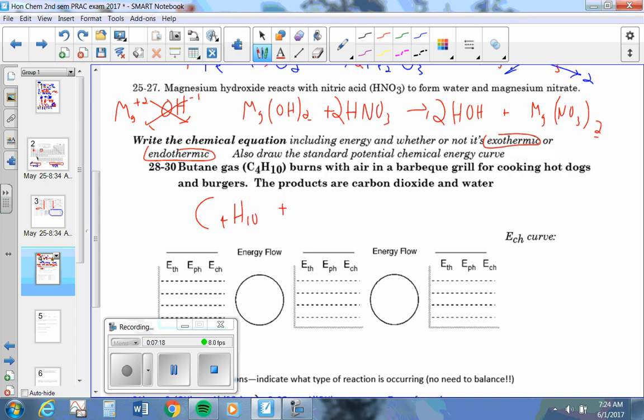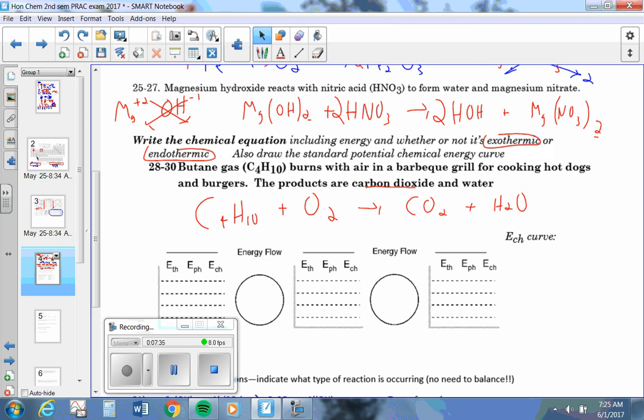Burns with air. That's oxygen. Not just air, but oxygen. It didn't tell me whether it's complete, oh, it does tell me the products, CO2 and H2O. That means it is a complete combustion. Step 1, write this.